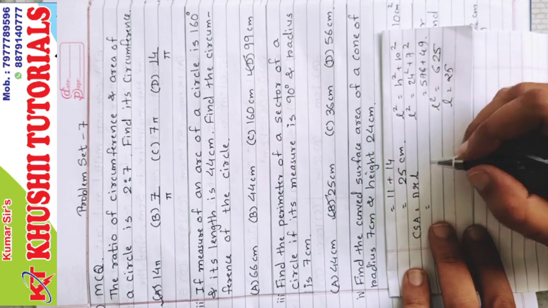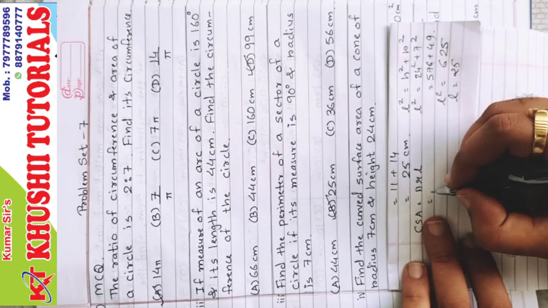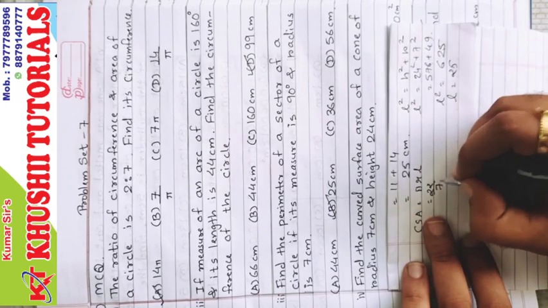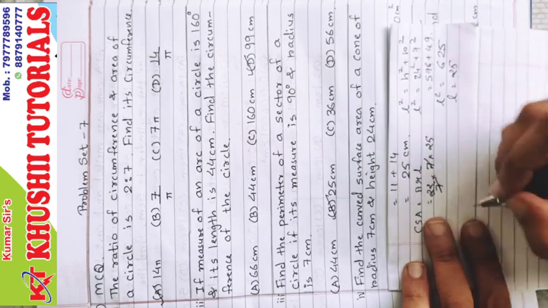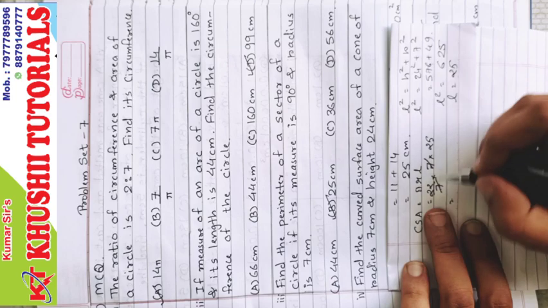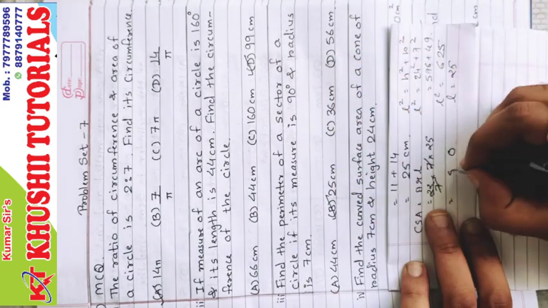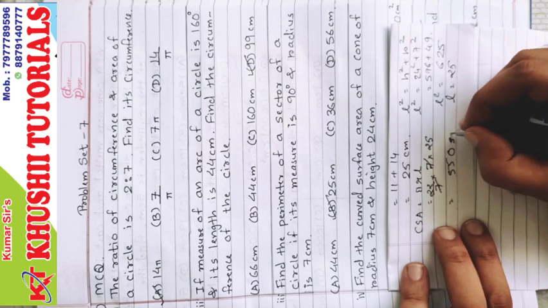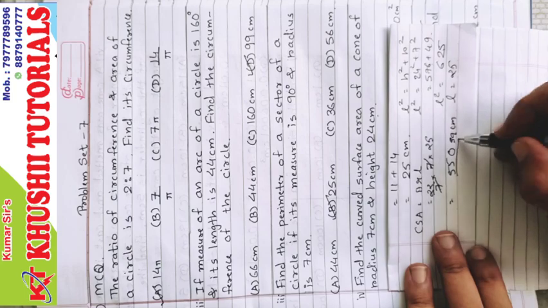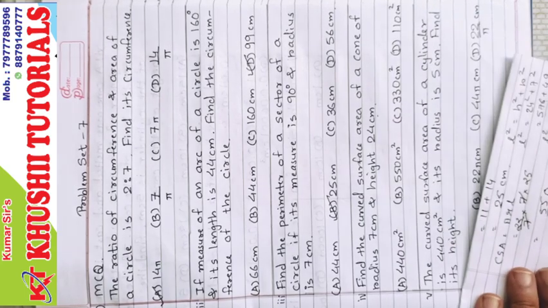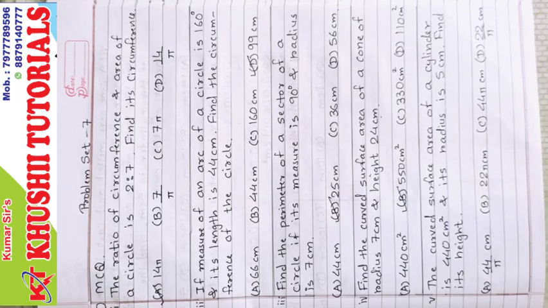So pi r L. In the options we don't have pi, so we have to substitute the value of pi. Pi will be 22 by 7, r is 7 and L is 25. 7 will get cancelled. 25 2s are 50, 5 left. 25 2s are 50 and 5, 55. 550 square centimeter because the unit is centimeter. So the answer is B, 550 centimeter square.